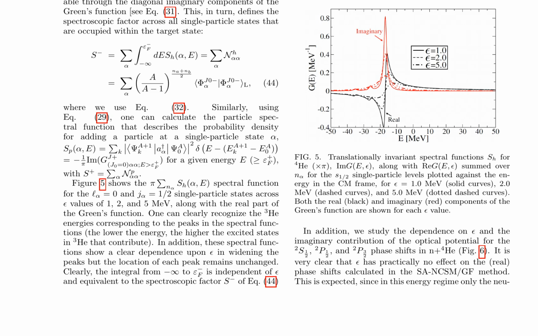The calculated spectral functions for 4He provide insight into the single particle properties of the target nucleus, and the spectroscopic factor S is calculated using both the trace of the norm of the whole states and the overlap contribution. The study of the epsilon dependence and imaginary contribution of the optical potential reveals that epsilon has a negligible effect on the phase shifts calculated in the SA-NCSM/GF method.